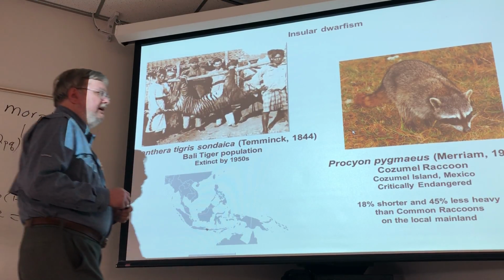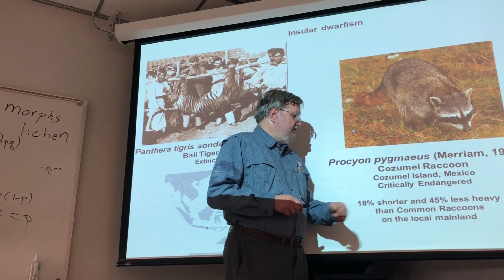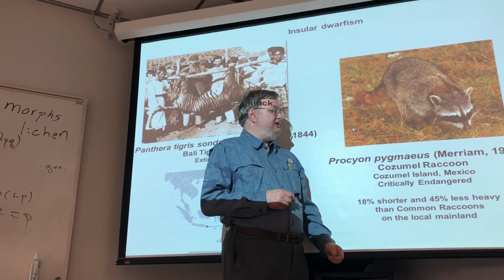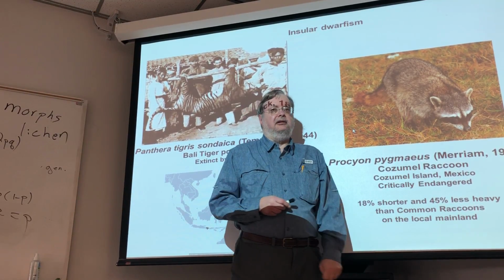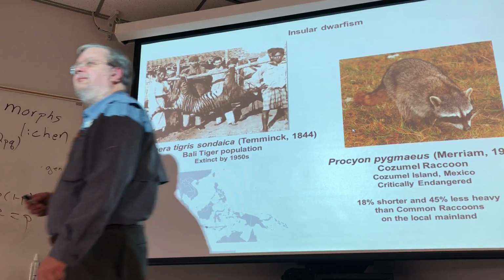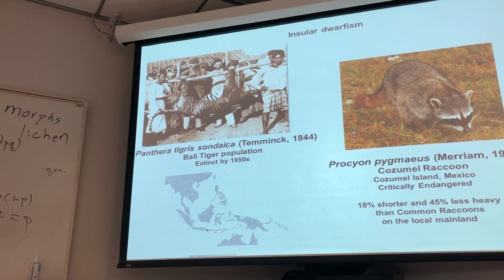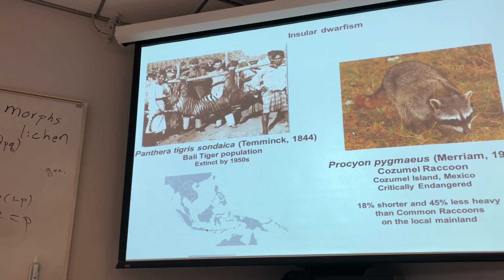This is the Cozumel raccoon, a critically endangered species of raccoon. It's 18% shorter and 45% less heavy than our common raccoons, including those that are nearby in mainland Mexico. It simply evolved to be a smaller raccoon. It's considered a separate species, although closely related, and is on the edge of extinction.